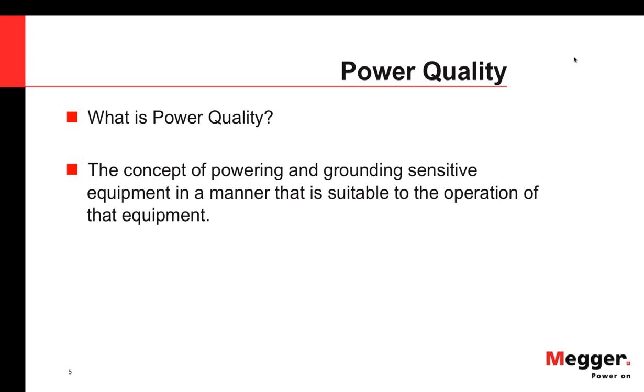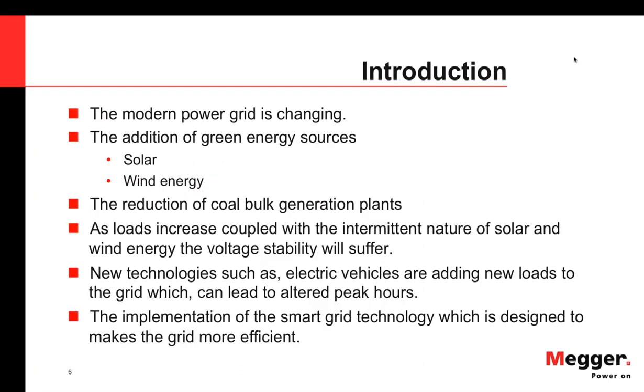Now, today, the modern grid, we're seeing a lot of changes happening in it. You have the addition of green energy sources such as solar and wind. We're seeing a reduction in the coal bulk generation plants. And we're seeing new loads. And as loads increase, coupled with the intermittent nature of the solar and wind energy, we're seeing variability within the actual RMS values that we're seeing.